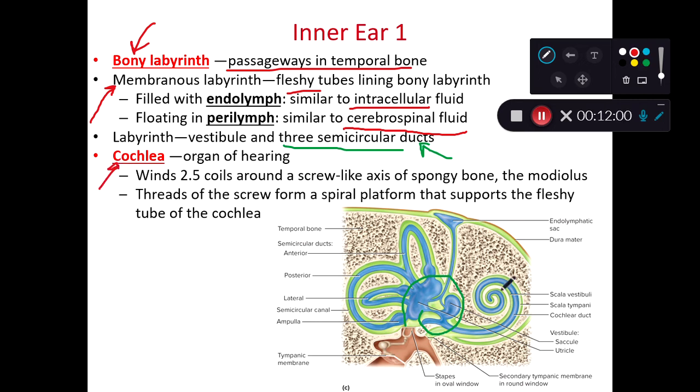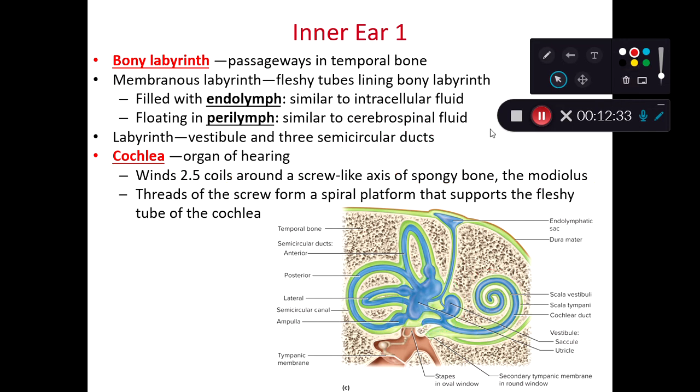This cochlea is a spiraling structure. It looks like a seashell, and it's going to have 2.5 coils that wind around an axis of spongy bone. That axis of spongy bone is referred to as the modiolus. And as it's threading around that, it's going to support some fleshy tubes of the cochlea that are going to take different frequencies of sound and turn them into action potentials that we can process.